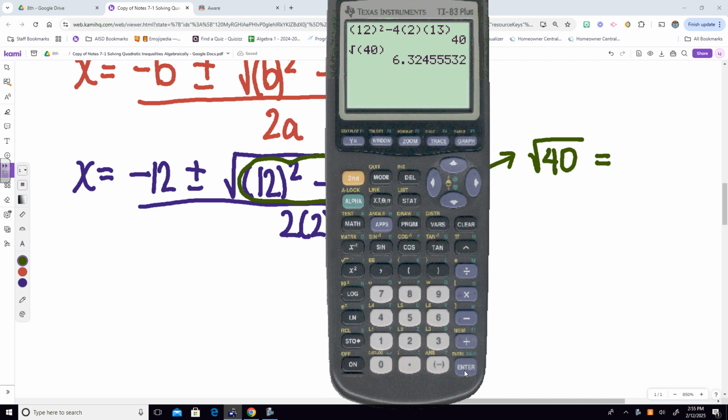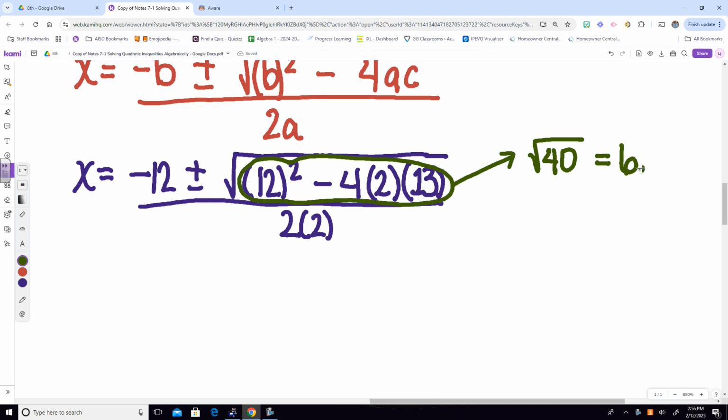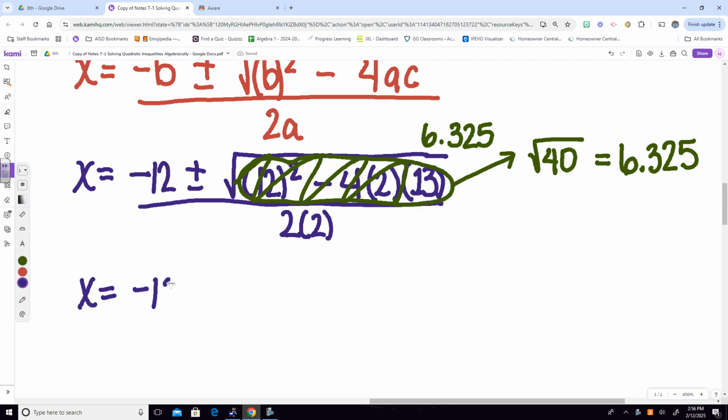So second square root 40, and we get 6.32 what? 5. You round it up. So all of this goes away, and you replace it with 6.325. Now we're going to clean it up. X equals negative 12 plus minus 6.325, all of it over 2 times 2, which is 4.